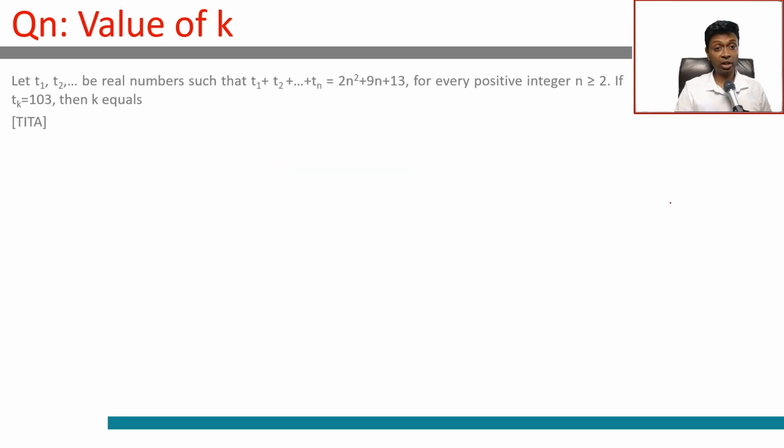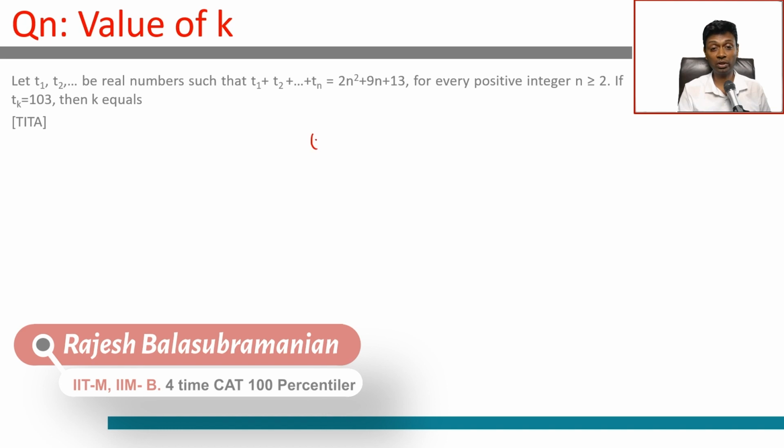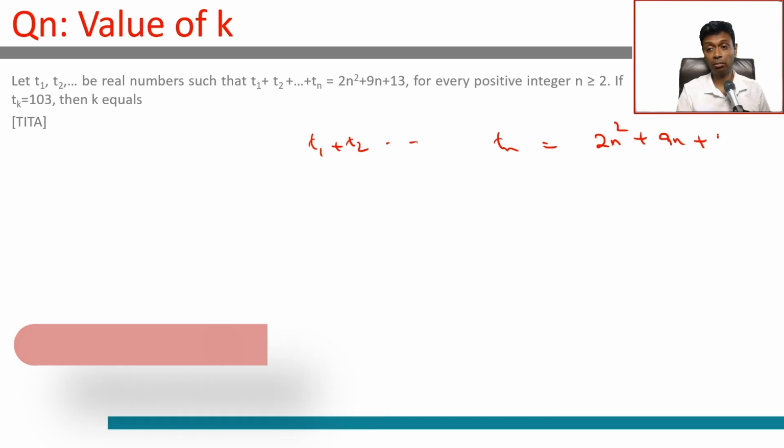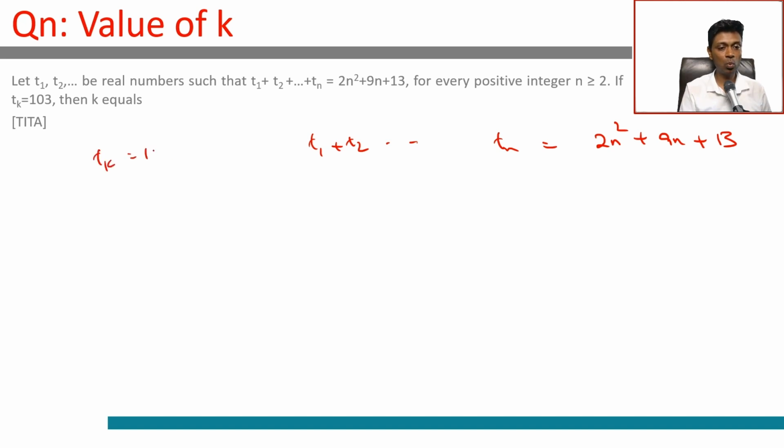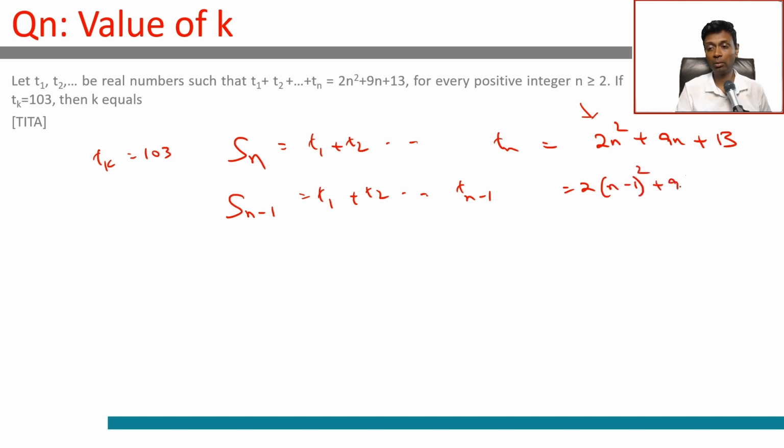Let T1, T2, etc. be real numbers. That T1 plus T2 plus T3 till Tn is 2n square plus 9n plus 13. Tk equals 103. Then k equals, and a very interesting question. I'm going to call this as Sn, sum to n terms. We've been given an expression in terms of n. What am I going to do? I'm going to do sum to n minus 1 terms, which is T1 plus T2 all the way till Tn minus 1. This will be 2 into n minus 1 whole square plus 9 into n minus 1 plus 13.